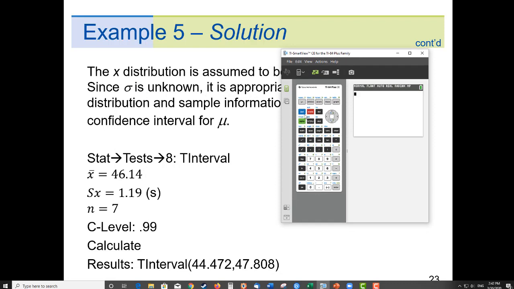So here's how we do this on the calculator. We go to Stat, choose Tests, go down to option 8, which is t interval. Make sure Stats is what's flashing, and then we enter in our data. X bar, our sample mean, is 46.14. S, which on the calculator is capital S, that's our sample standard deviation, that's 1.19. N is 7. C level is confidence level on the calculator. So that's 0.99. Then we go down, we choose calculate, and we see our results. Our interval is 44.472, comma 47.808.